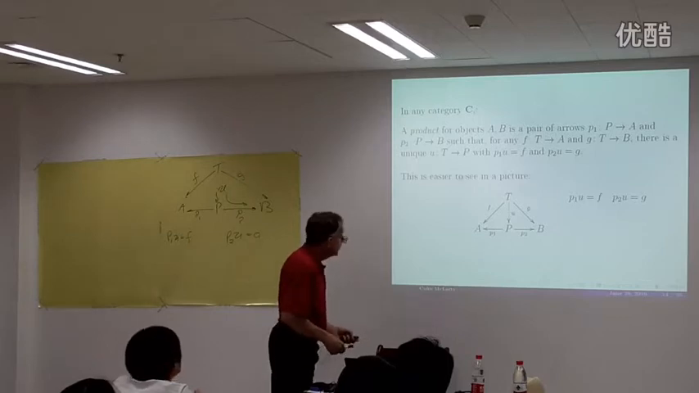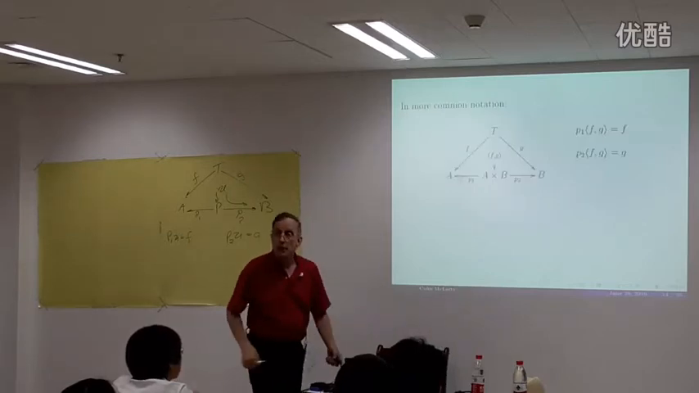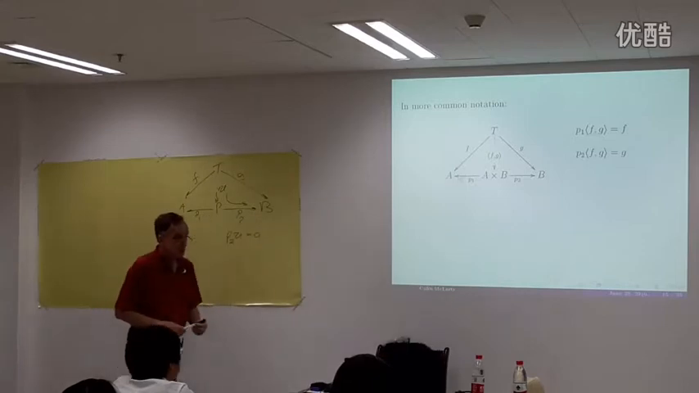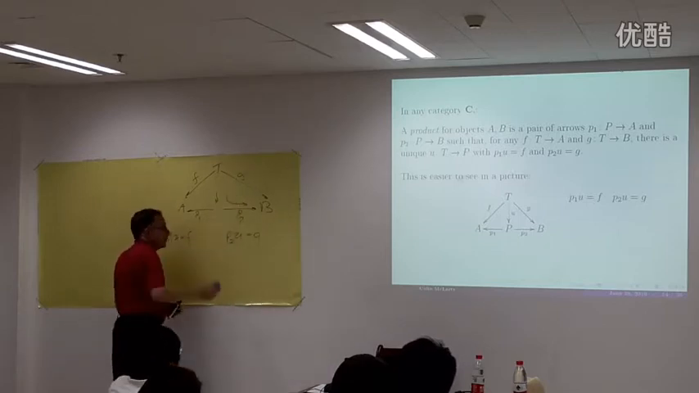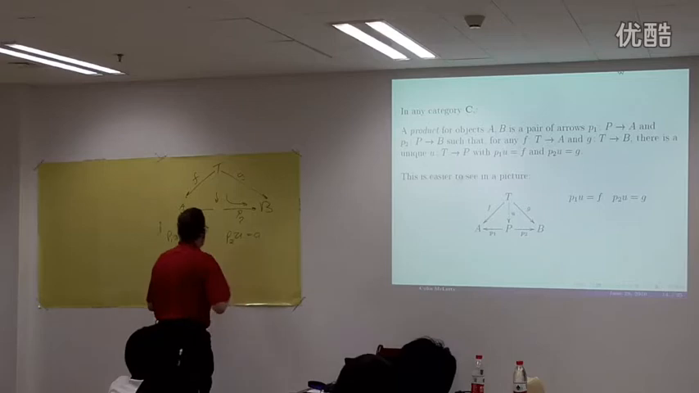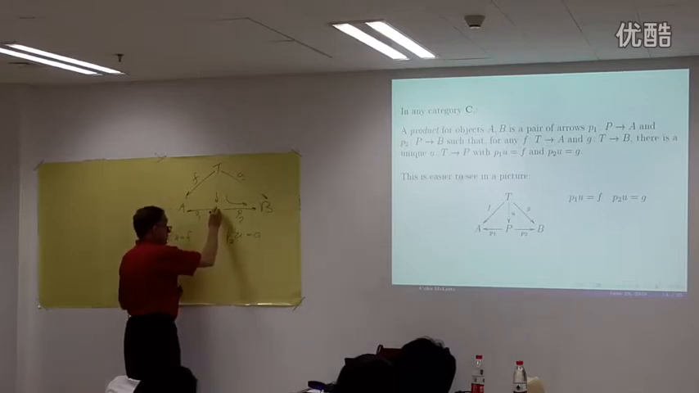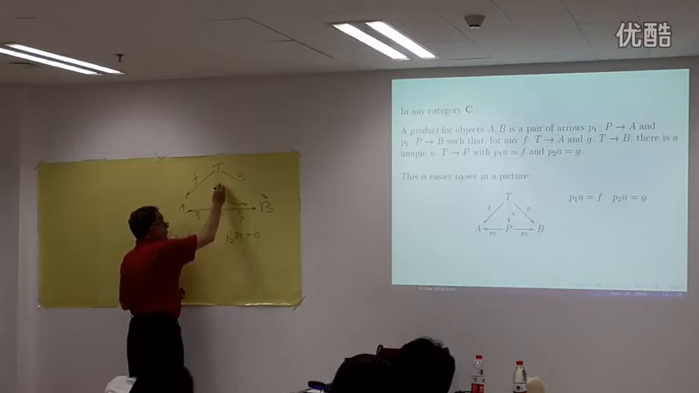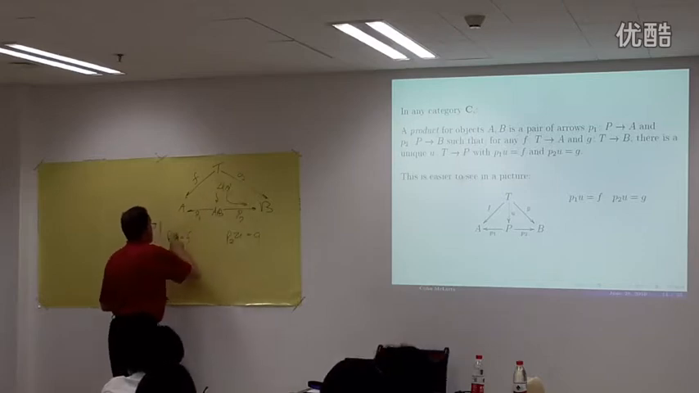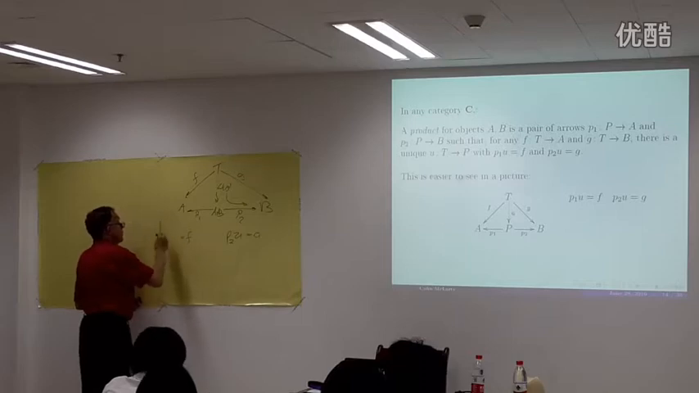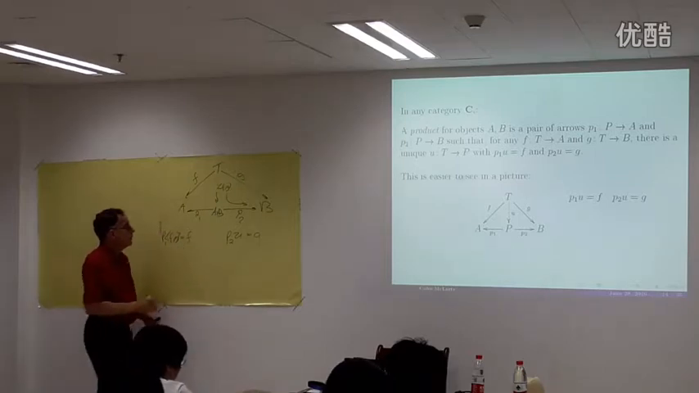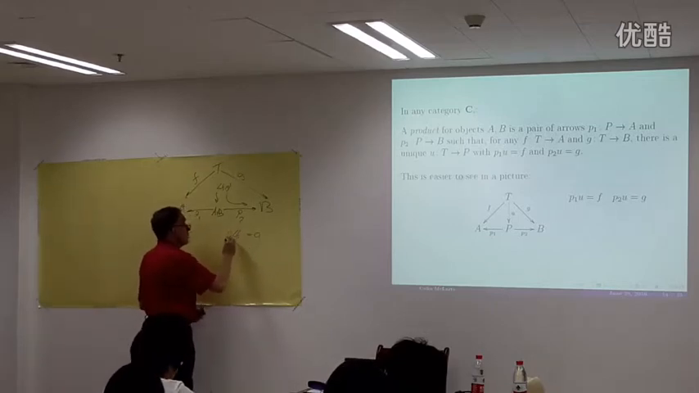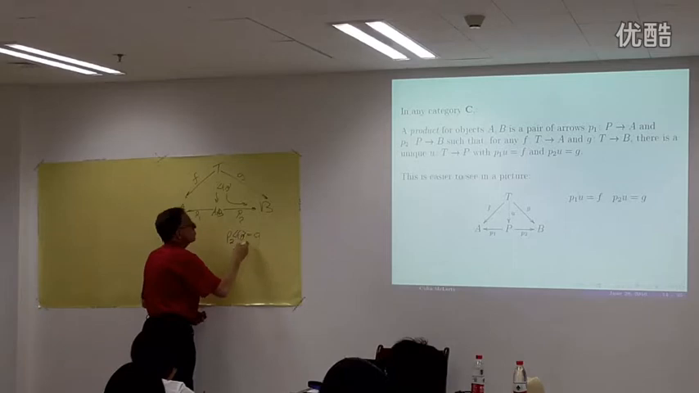I do think it might be easier to see in a more common notation. People use this notation a lot in category theory. We'll write this as A cross B. And we'll write this as the ordered pair, FG. And then we're saying, if you take the ordered pair FG, take its first projection, that's F. Take the ordered pair FG, take its second projection, that's G.